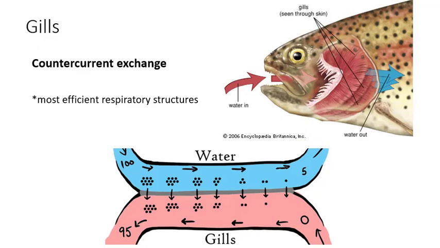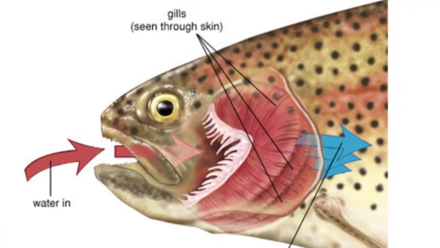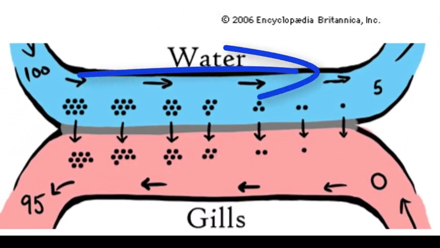Vertebrates have many different types of respiratory systems due to their high oxygen demand. Gills are the absolute most efficient type of respiratory system. A fish takes water in through the mouth. The water passes over the gills and then out through this flap called an operculum. The water is traveling in one direction.